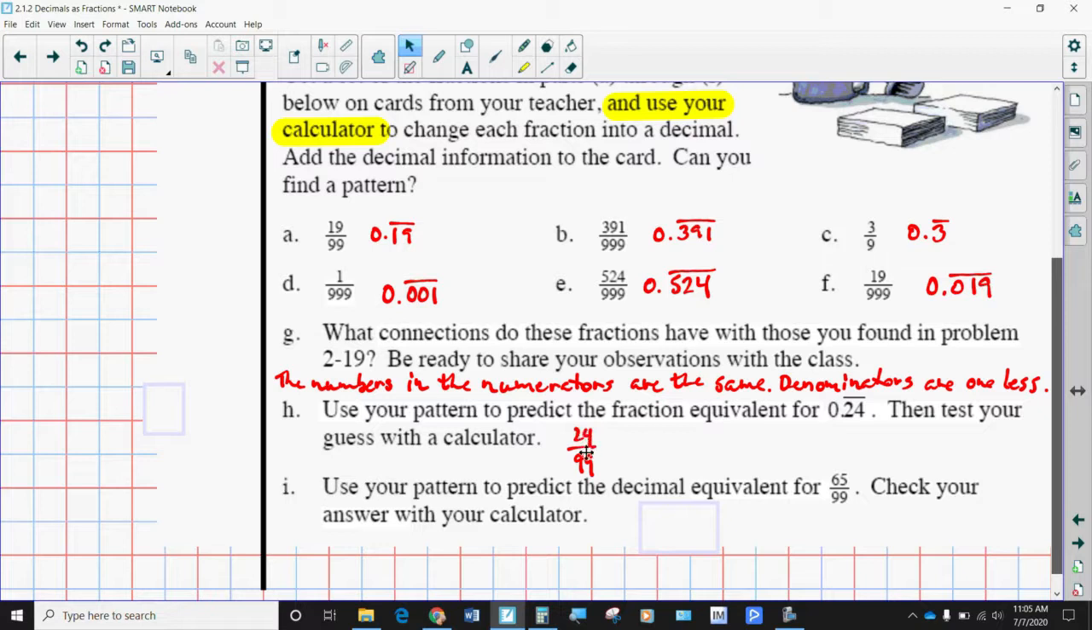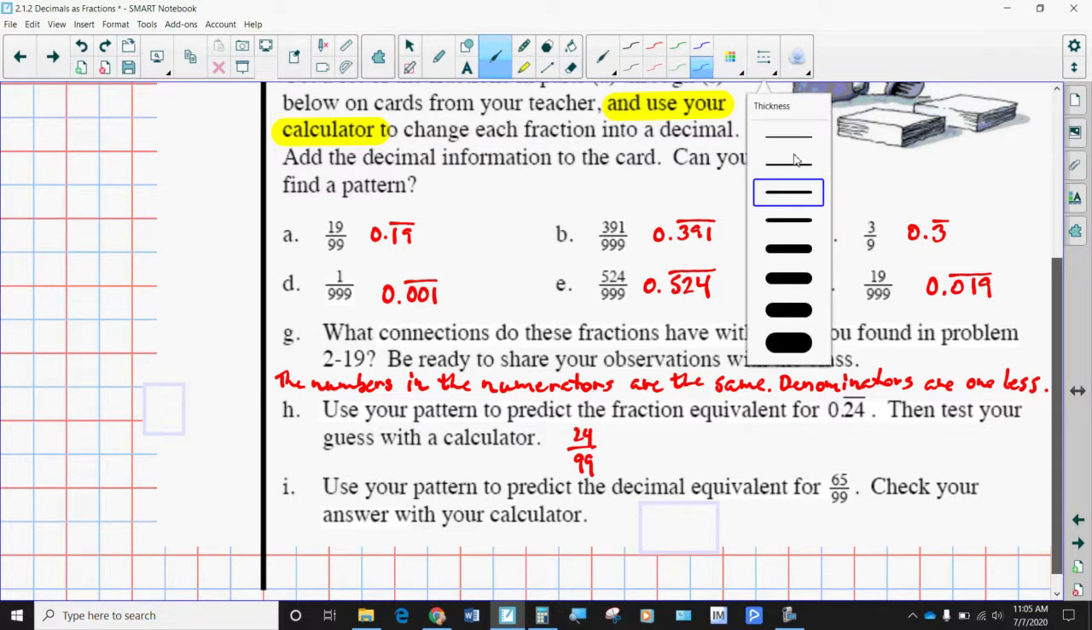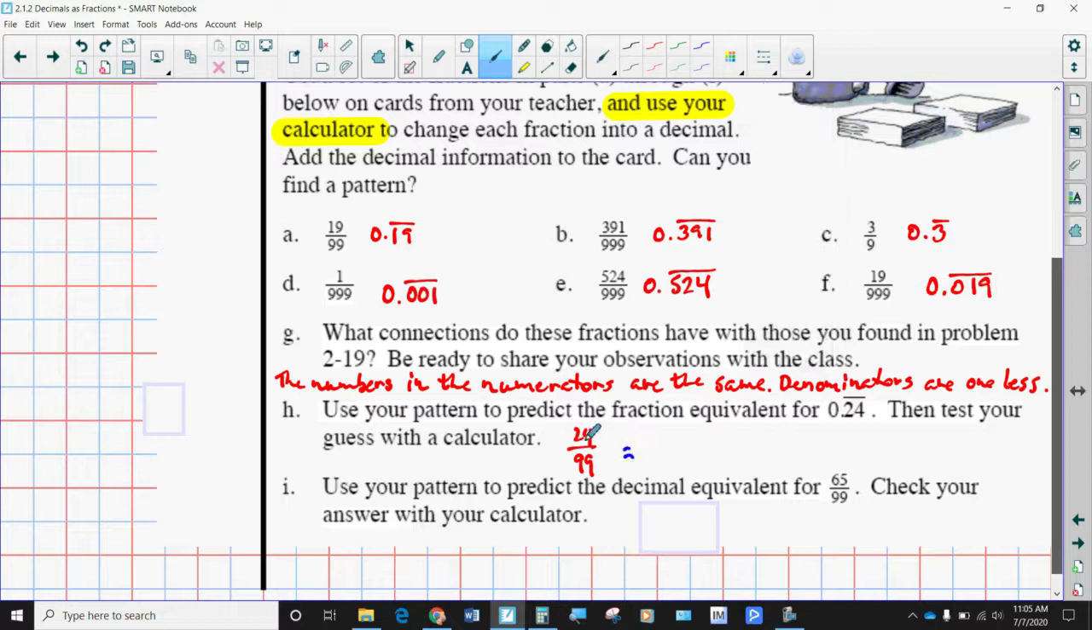Now you could simplify this. Remember our rules of divisibility. 24, 2 plus 4 is 6, and 3 goes into 6, so both of those are divisible by 3. So this would be the same as 8 over 33, right? 65 over 99, I'm not sure if that can be simplified. I think that's in simplest form. What's the decimal equivalent of that? 0.65 repeated.